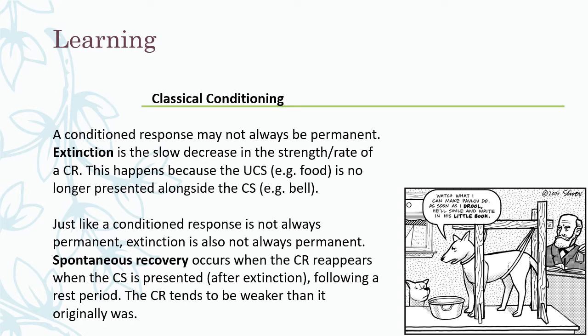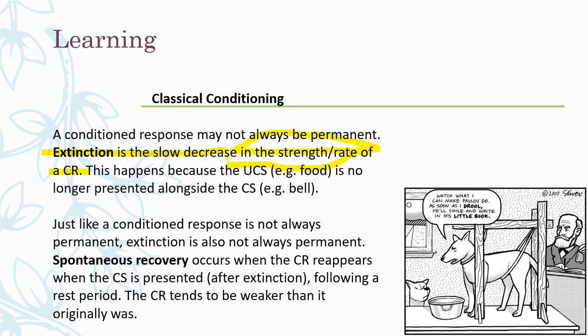Extinction is another term that's used quite a lot, and actually VCAA tends to put this on exams quite a bit. So the conditioned response may not always be permanent. Extinction is the slow decrease in the strength or rate of a CR. This happens because the UCS is no longer being presented alongside the CS, which is the bell. Right? So if you stop doing it after a while, the dog's not going to be conditioned to the bell.